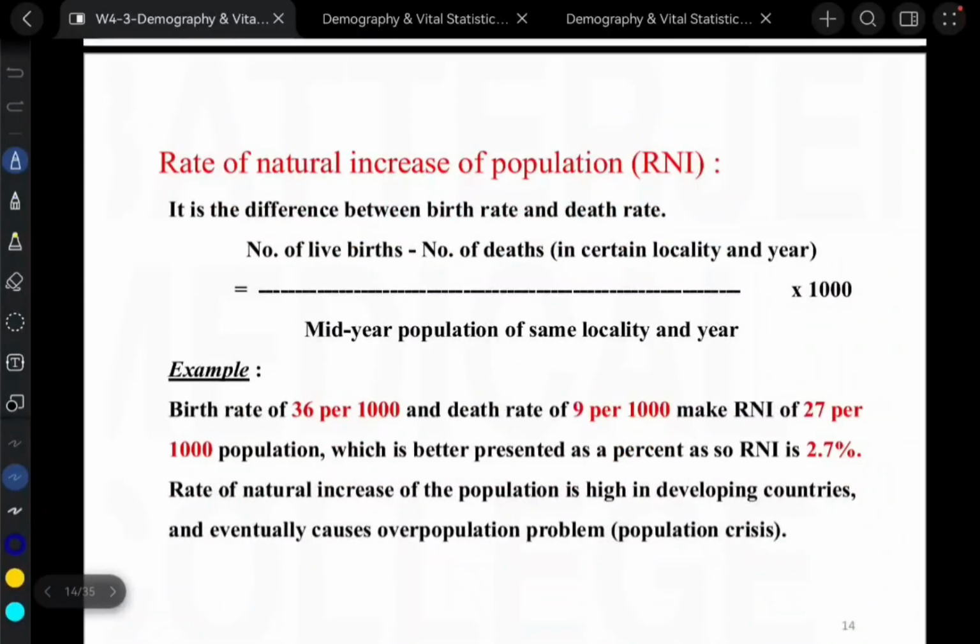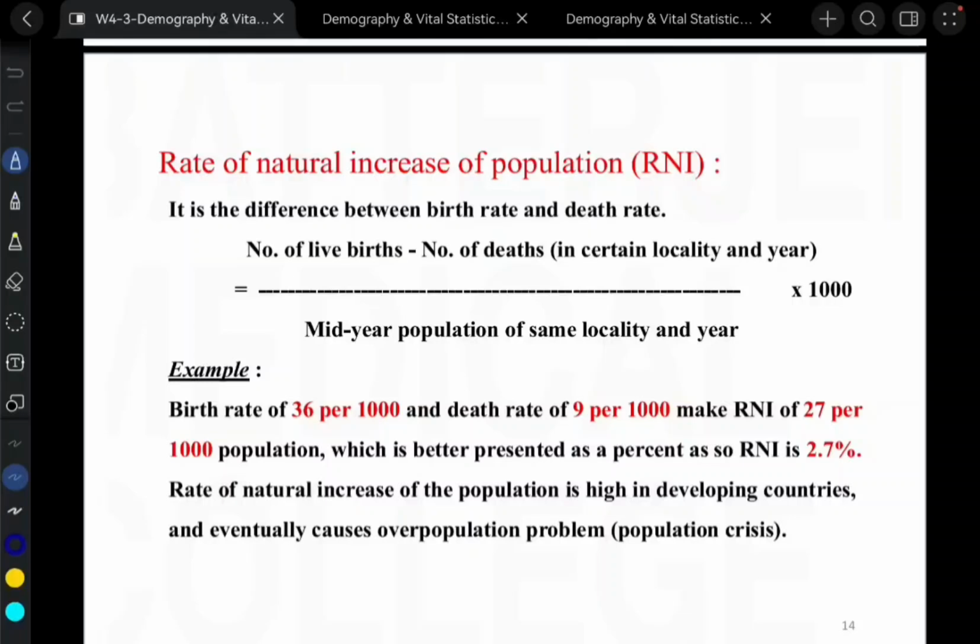Okay, rate of natural increase of population, RNI. It is the difference between birth rate and death rate: number of live births minus number of deaths in one locality and year, over the mid-year population of the same locality and year, times 1000.